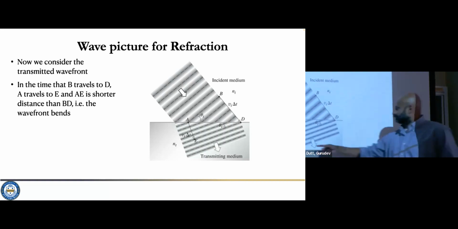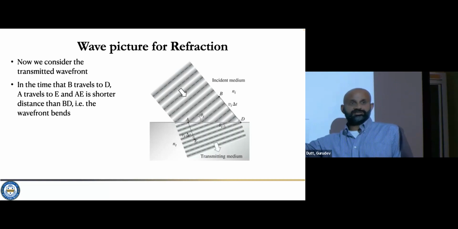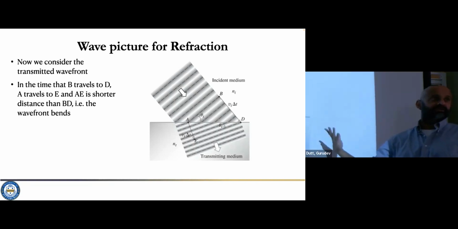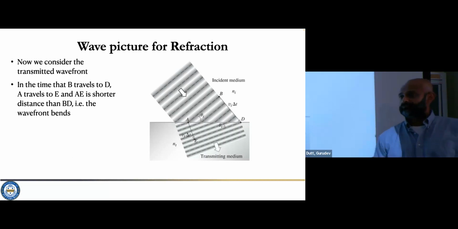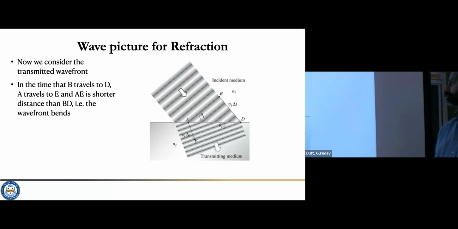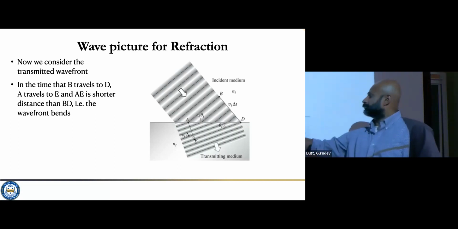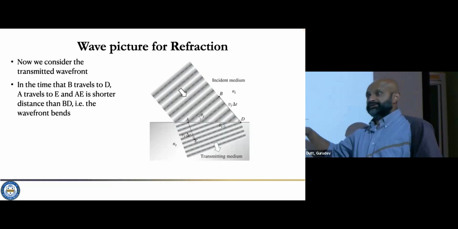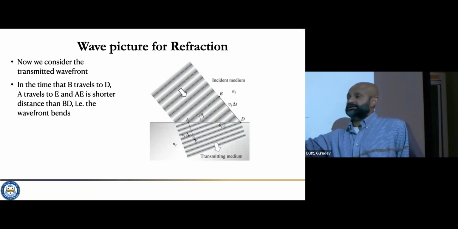In this transmitted medium, the phase velocity of the wavefront is v subscript t. Let's say this is glass and this is air. Is v subscript t higher or lower than v subscript I? What do you think? Lower. How do you know that AE is not parallel to BD? Just ignore that; assume that we do not know Snell's law. I have not said anything about Snell's law, but I have argued that the distance AE must be smaller than BD because the velocity is less inside this medium.